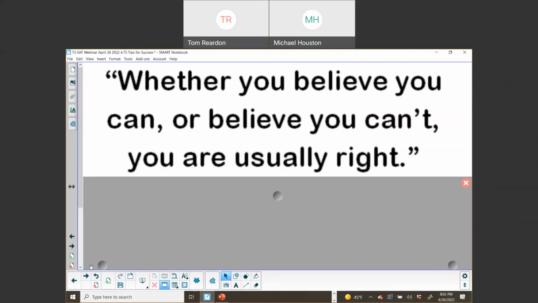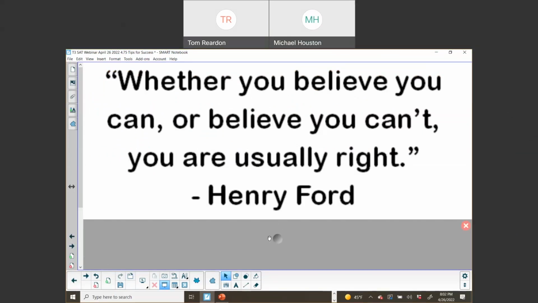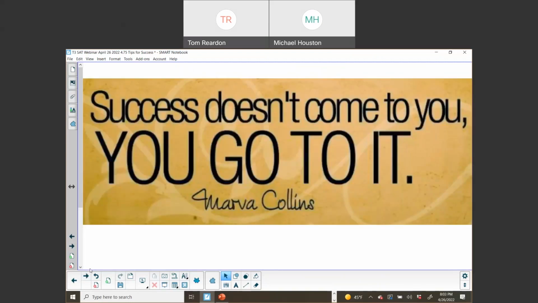All right, so always start off with a quote. Whether you believe you can or believe you can't, you are usually right. Some of you might not even know who said this. Good old Henry Ford. And this one, success doesn't come to you, you go to it. Okay, so those are my two quotes for this evening.